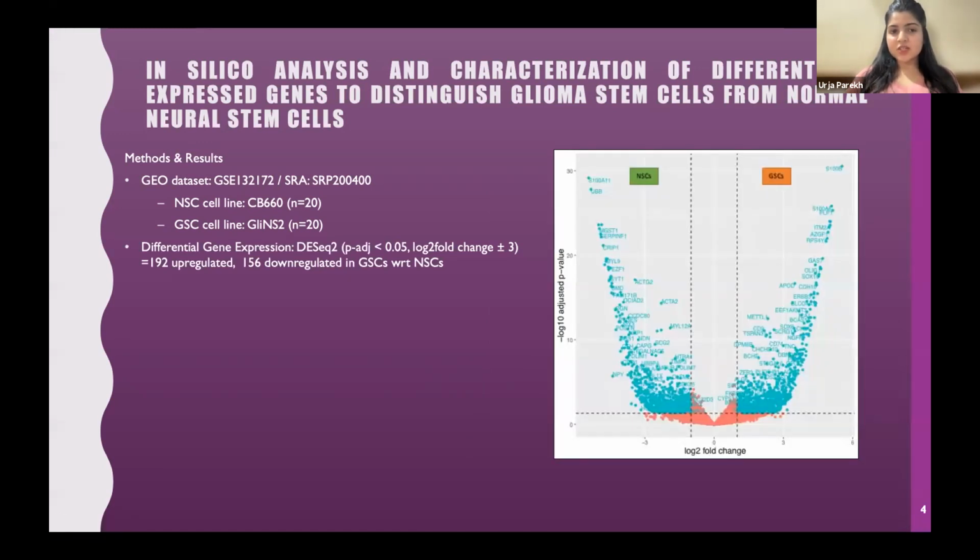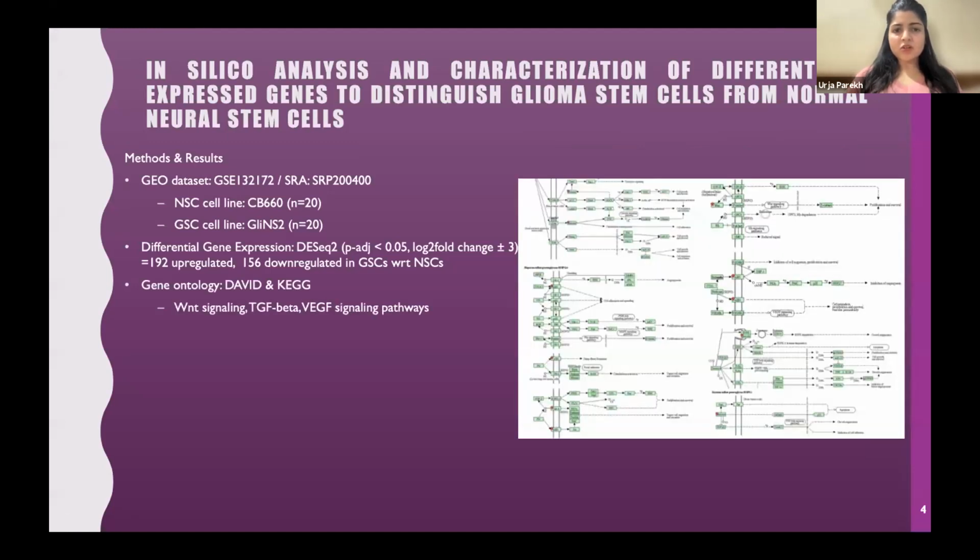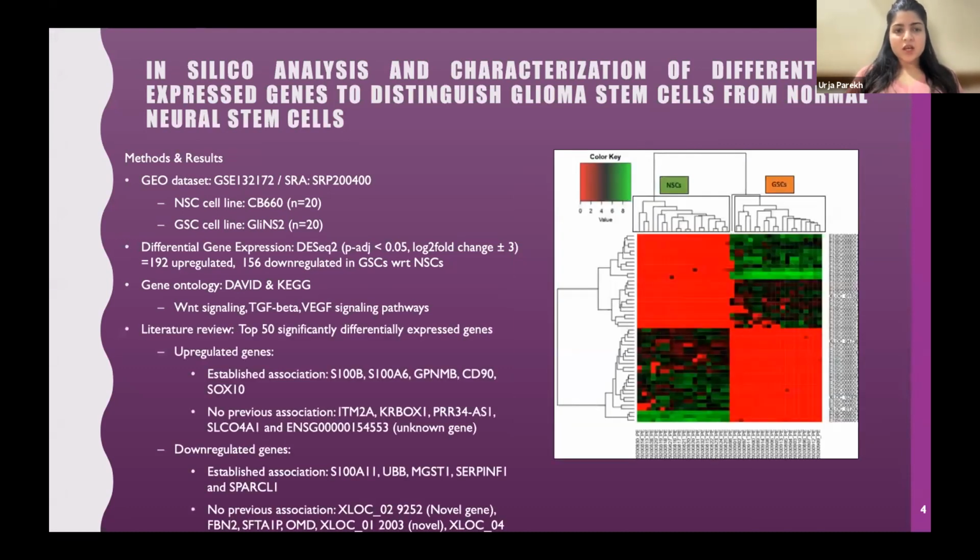These genes are of importance because they might be playing an important role in driving gliomagenesis. To better understand their involvement in different pathways, I performed gene ontology studies using DAVID and KEGG, which are tools for such studies. I was able to find the involvement of these differentially expressed genes in pathways that are hallmarks of cancer or tumorigenesis, like the Wnt signaling pathway, TGF-beta pathway, and VEGF signaling pathways.